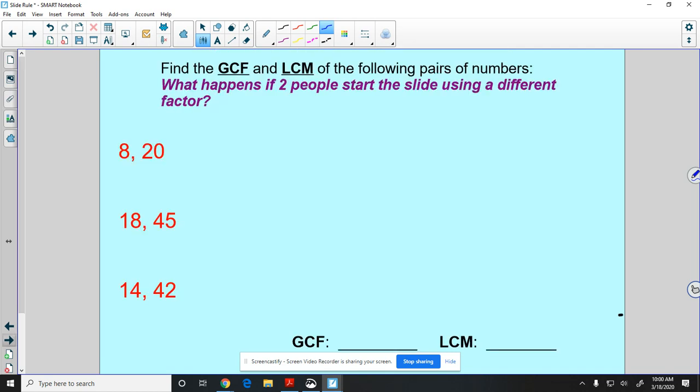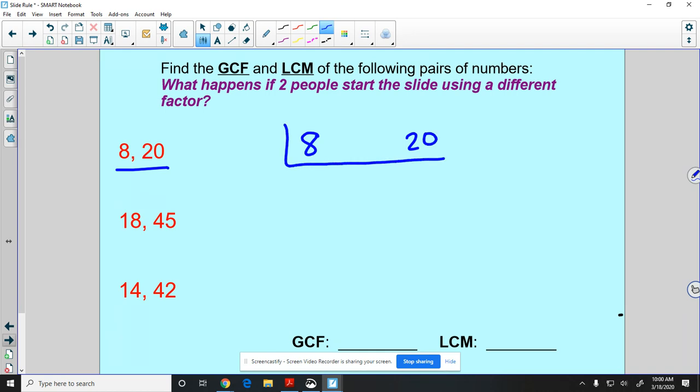Alright, let's practice a few different things. Our question says find the GCF and LCM of the following pairs of numbers. What happens if two people start the slide using a different factor? Let's focus on 8 and 20 for a second. I'm going to put 8 and 20 into a slide like this.